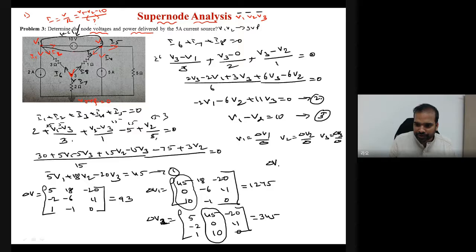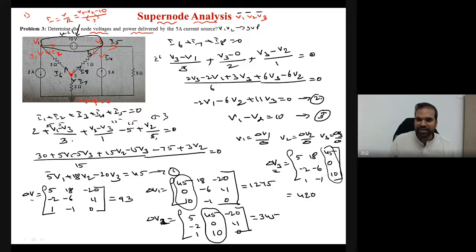Now, how to find delta V3 here? Delta V3 equals, now instead of V3 terms, you will write what? The constant values from equation 1, equation 2 and equation 3. So the remaining V1, V2 terms are the same: 5, 18 and minus 2, minus 6 and 1, minus 1. Now you just compare delta V3 and delta V. Instead of V3 terms, I have written the constant values and everything else is the same. So the determinant of delta V3 is what? 420. Clear.